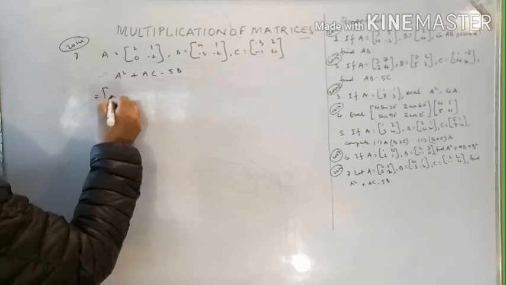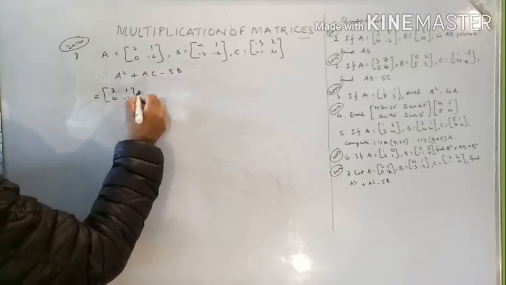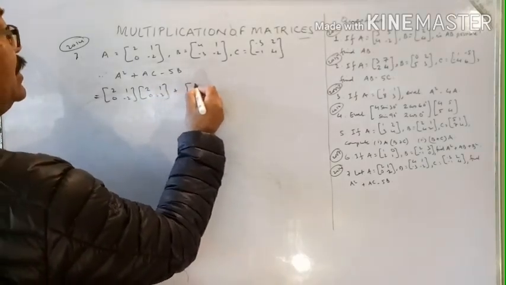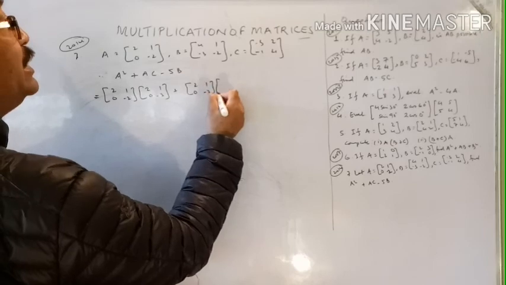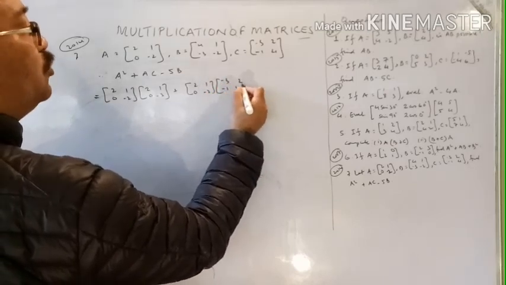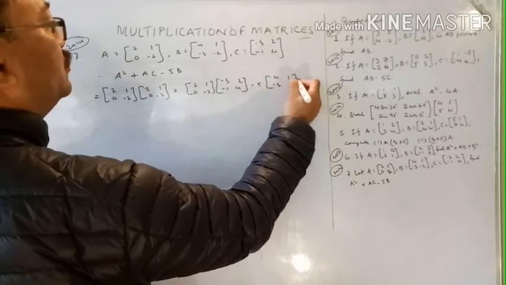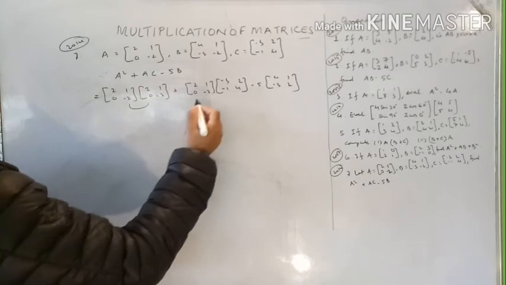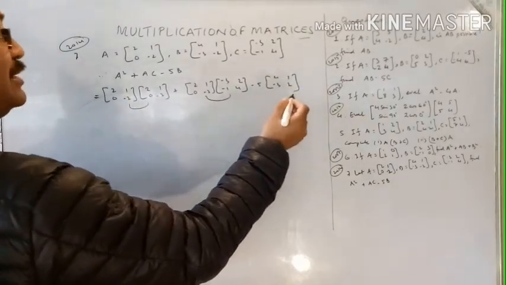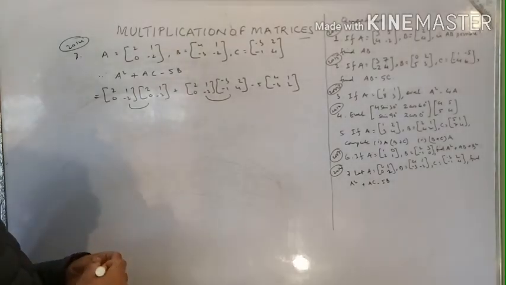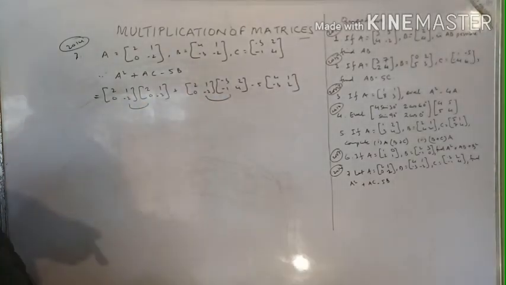So A square, what to do? Write twice. 2, 1, 0, minus 2, 2, 1, 0, minus 2. Then AC, 2, 1, 0, minus 2 into C is minus 3, 2, minus 1, 4, minus 5B. B is 4, 1, minus 3, 2. So what you do? You multiply these two, multiply by 5 all the elements of B, then add, subtract, and complete. Okay. So I think now you know how to multiply two matrices, and you know how to add and subtract also. So you complete it yourself. Okay. Thank you.